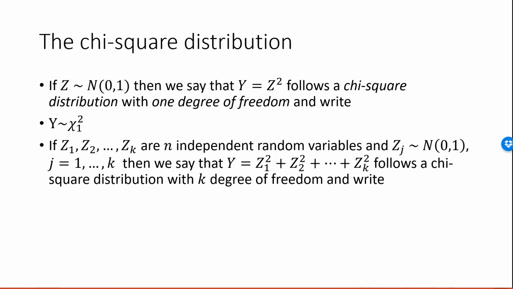If I have instead k independent random variables, Z1 through Zk, and they are all normal 0, 1, they're all standard normal, and they're all independent, then the sum of squares of these guys, the sum of squares of the Z variables, follows something called a chi-square with k degrees of freedom.